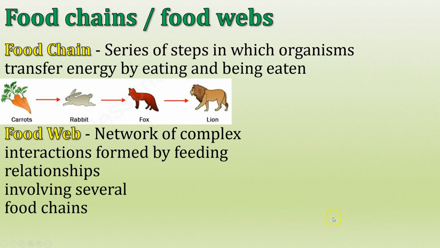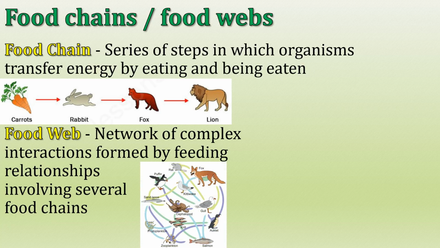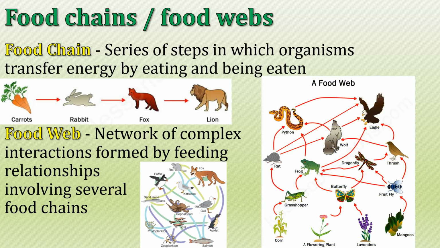A food web, however, is going to be a little bit different. That's a bunch of food chains all smashed together. A network of complex interactions formed by feeding relationships involving several food chains. So if we look on here, there's a whole bunch of different food chains that I'd actually trace from the primary producers all the way to those apex predators there. Here's another one, corn to grasshopper to frog to python to eagle. You could trace a whole bunch of different food chains there. That's a food web. It's a bunch of food chains put together.